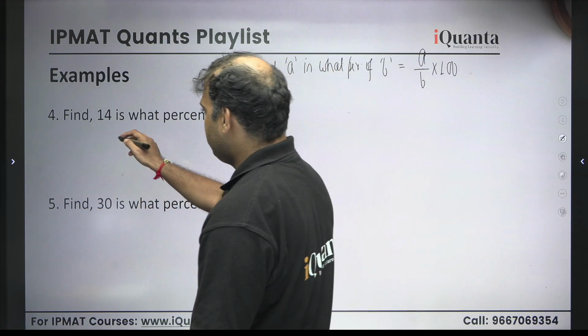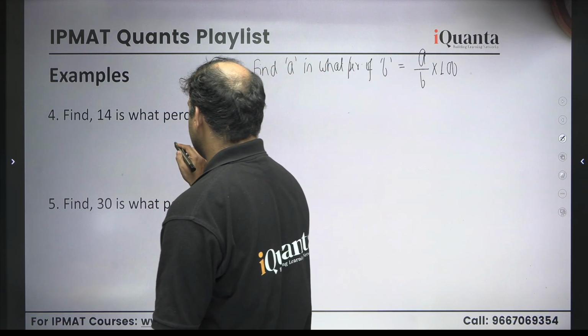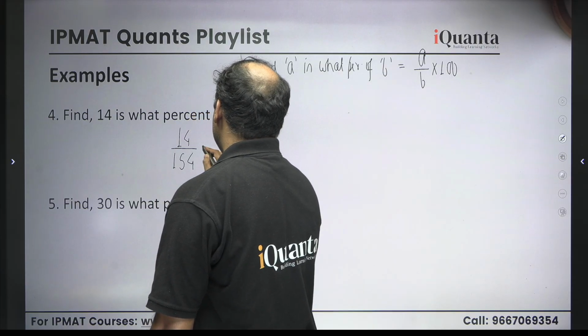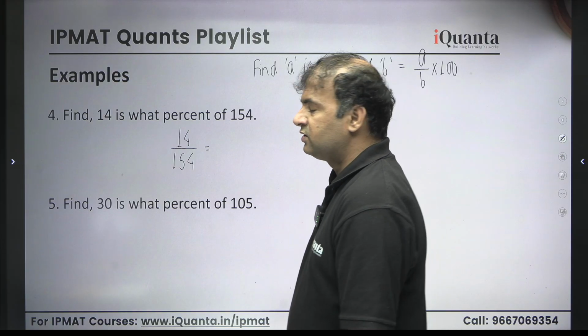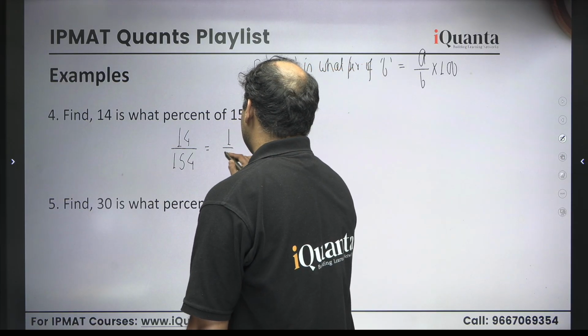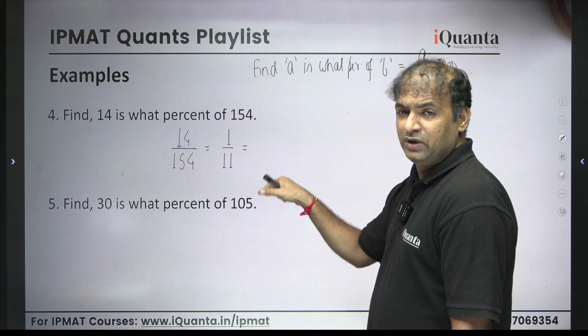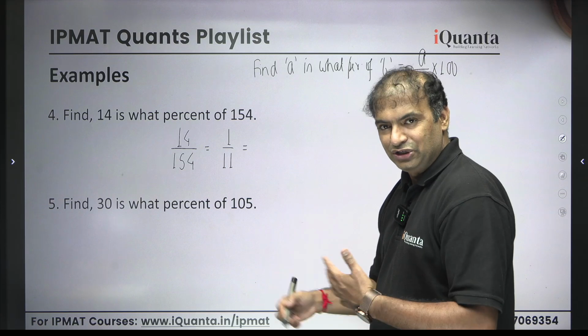So example number 4 is: find 14 is what percentage of 154, right? So we'll just write 14 upon 154, right guys? Now, if you observe, 154 is actually 11 times 14, right? So this can be simplified as 1 upon 11. Now, in school we used to do 1 upon 11 into 100, but today we just learned that 1 upon 11 is 9.09 in percentage.